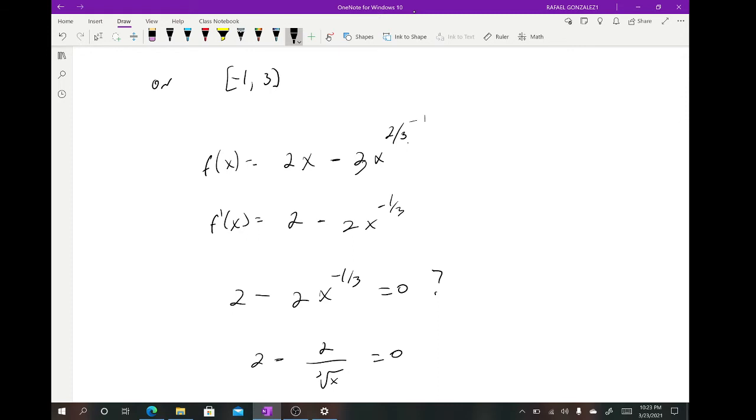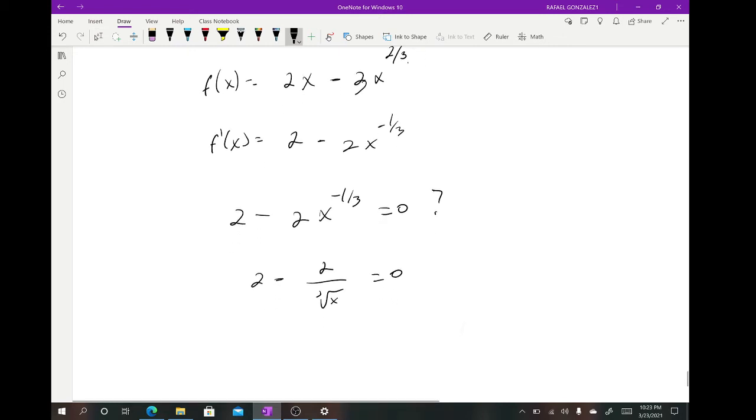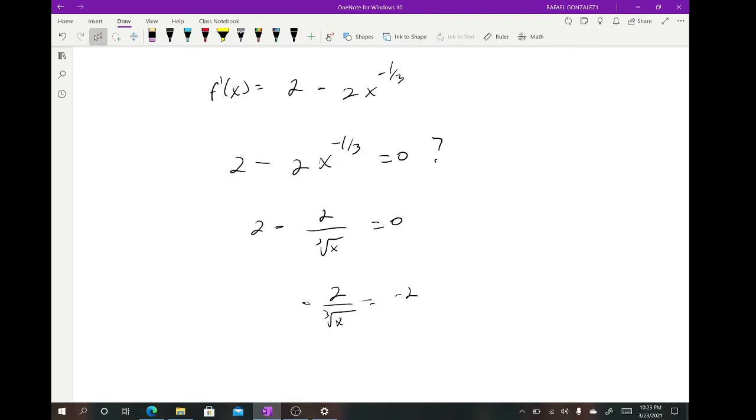Okay, so from here, what can we do? Well, we can move that 2 over. So if we move that 2 over, we have 2 over cubic root of x equal to -2. If we divide by 2 on both sides, you have 2 over cubic root of x equals to just 2. And then we can cross multiply.